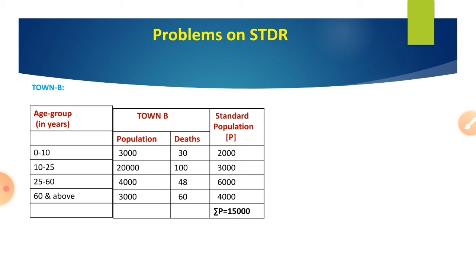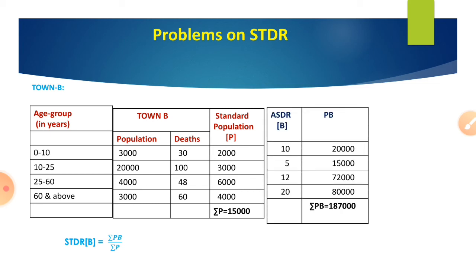In the same way, you have to find the STDR of town B. Town B's population and deaths, and then the standard population, are given. Now the standardized death rate of town B's formula is summation PB divided by summation P. The standard population is already given in the example. So now we have to find the STDR of B, for which we need the ASTR of B. As we know, the formula of ASTR is deaths divided by population into 1000.